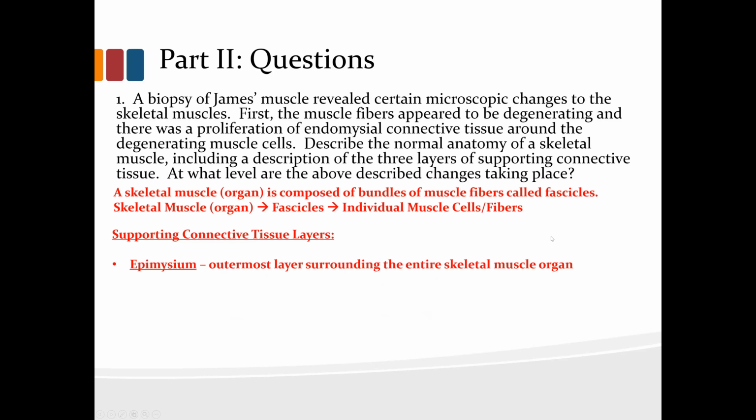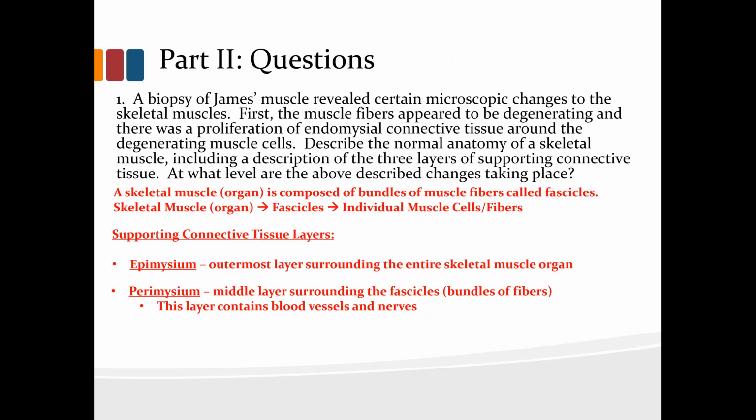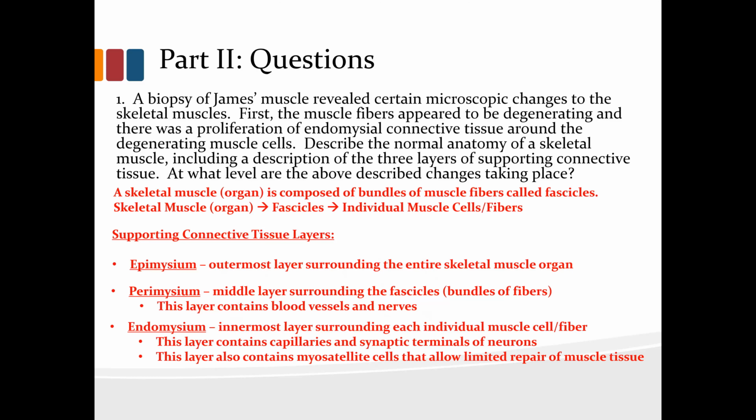So if we look at the 3 supporting connective tissue layers, the epimysium is the outermost layer that surrounds the entire skeletal muscle organ. The perimysium is the middle layer that surrounds the fascicles, which are those bundles of muscle fibers. This layer contains the blood vessels and nerves. And then the endomysium is the innermost layer that surrounds each individual muscle cell or fiber. This layer also contains capillaries, which are the smallest type of blood vessels, and the synaptic terminals of the neurons. This layer also contains myosatellite cells that allow limited repair of muscle tissue.